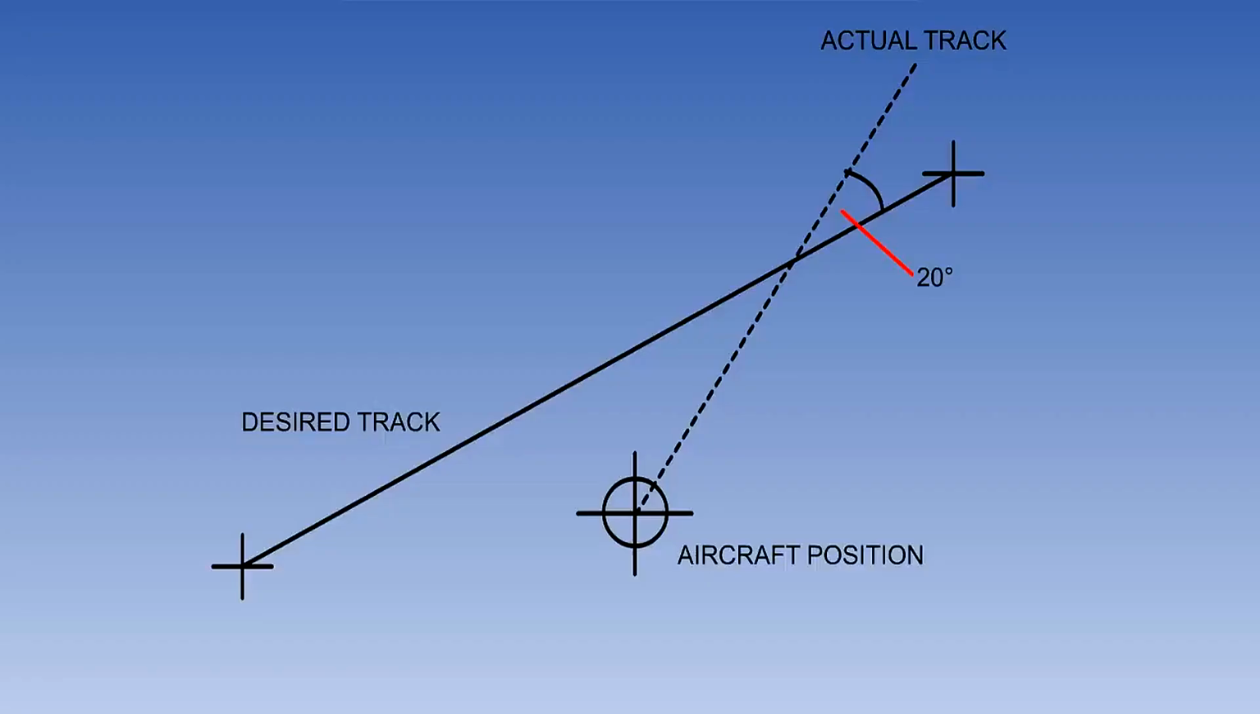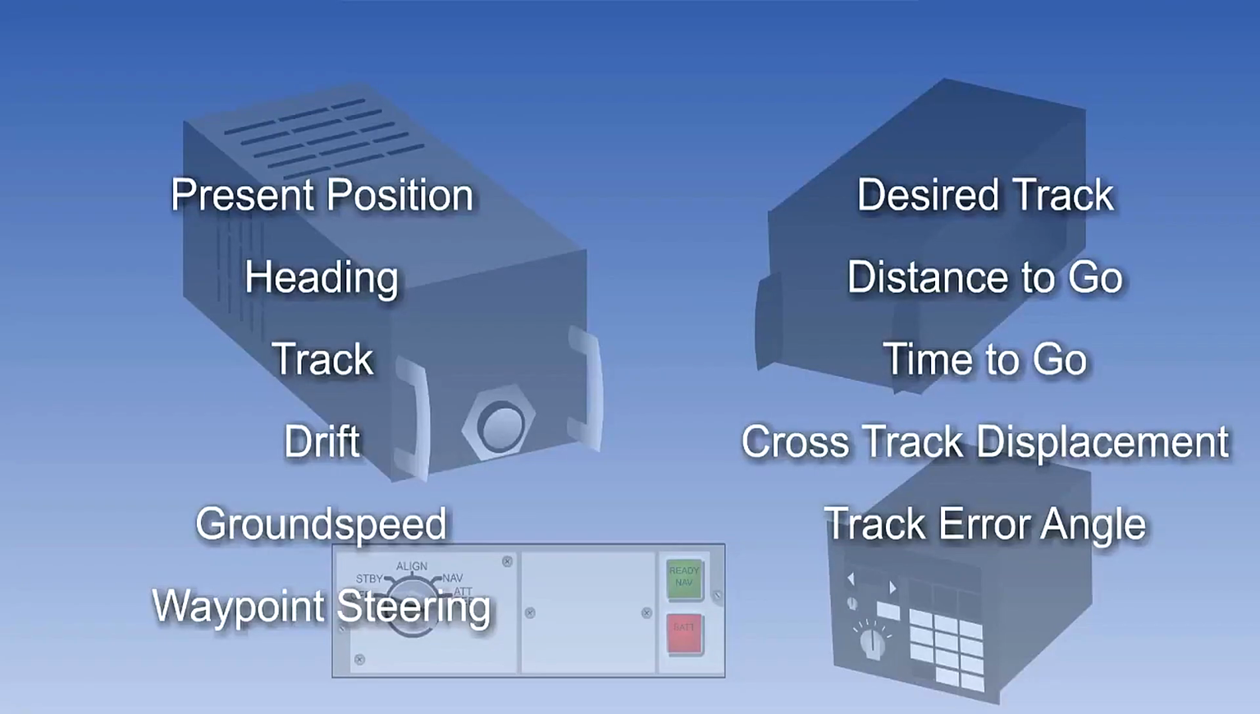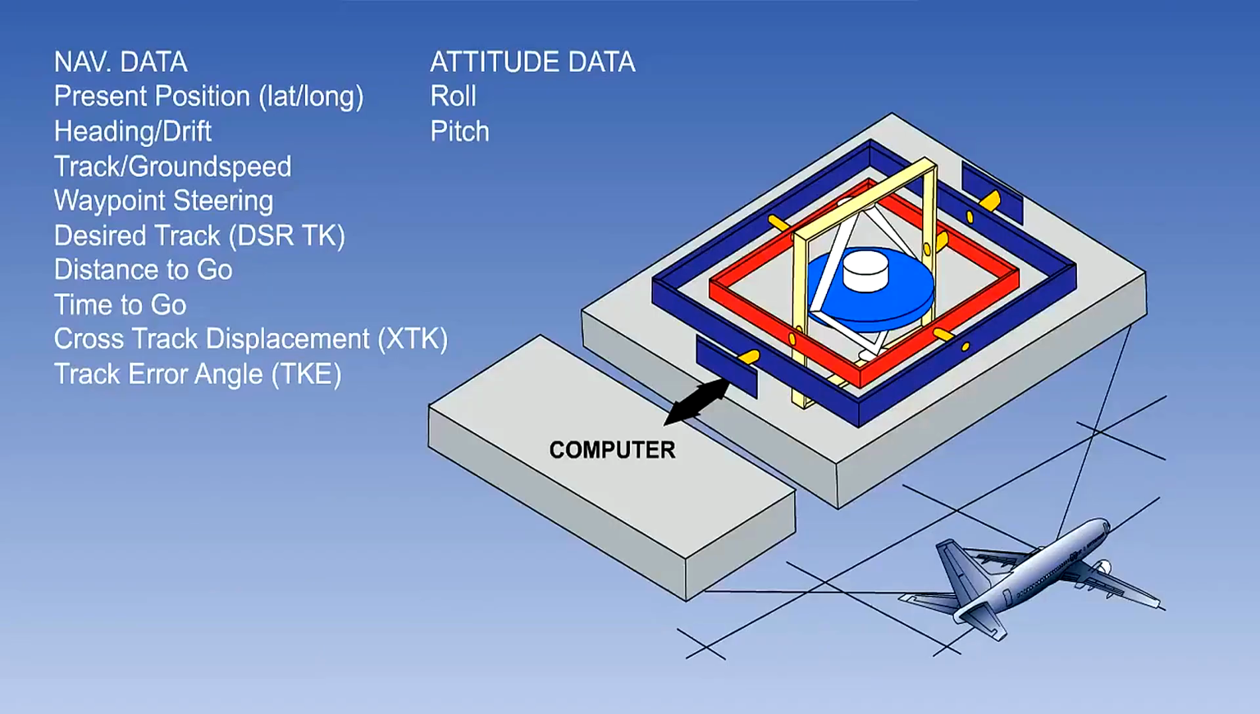If you are following the INS steer, the desired track angle and the actual track angle should be the same. However, if you have had to deviate from following the steers again, possibly because of a mandatory air traffic control instruction, the two will not be the same. The difference is known as track error angle. In addition to all of these facilities, INS also generates roll and pitch data for attitude instruments.